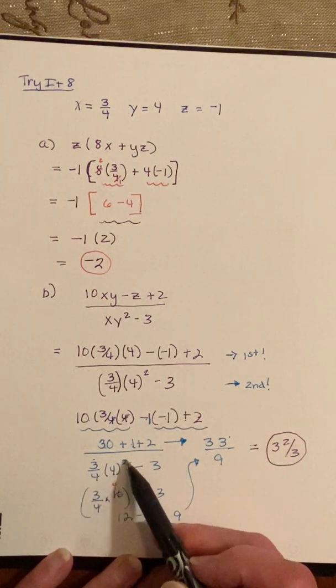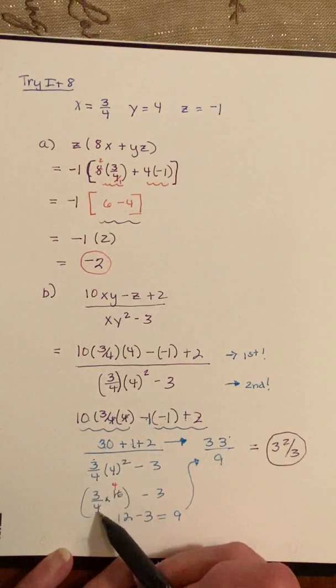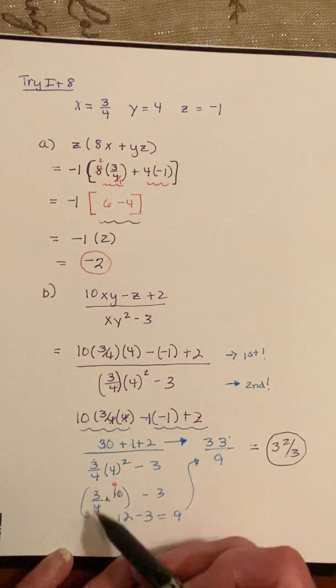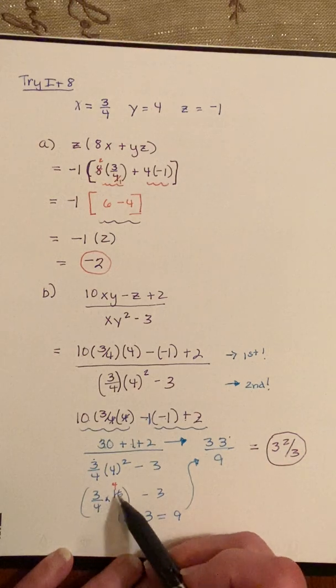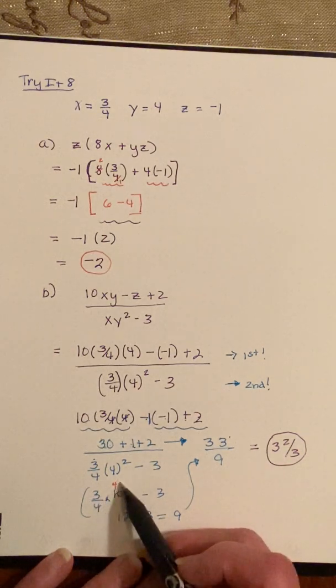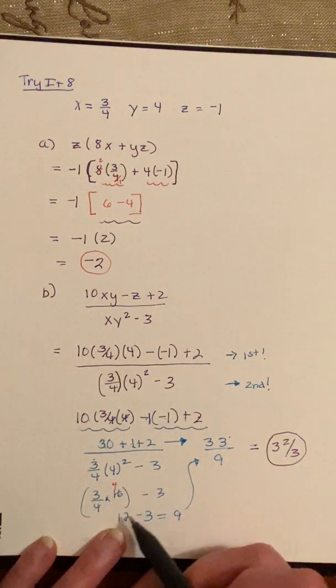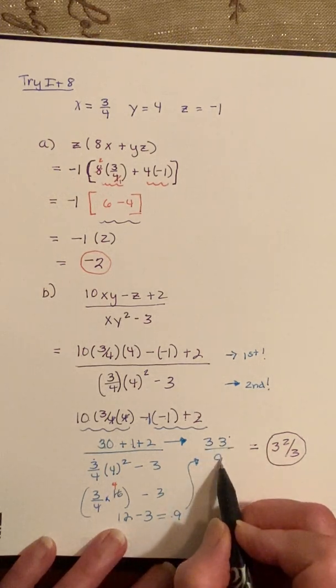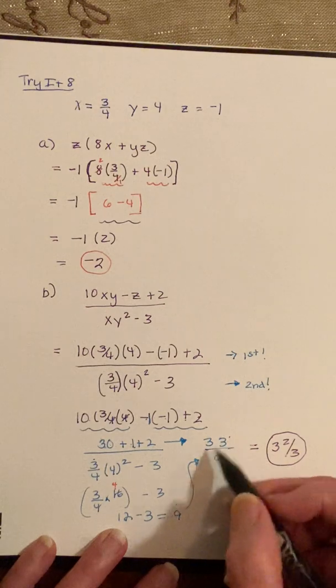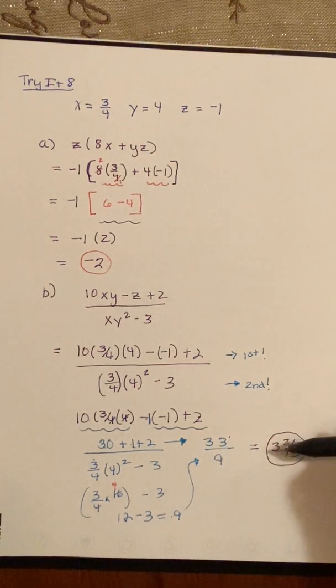But first of all, I have to square the 4, which is 3/4 times 16. Now this is set up better than this, so I can do my crosses. 4 becomes 1, 16 becomes 4, 3 times 4 is 12. Minus 3, 12 minus 3 is 9. I put it up here. So it's 33/9. And I turn that into a mixed number, which is 3 2/3 when I reduce it.